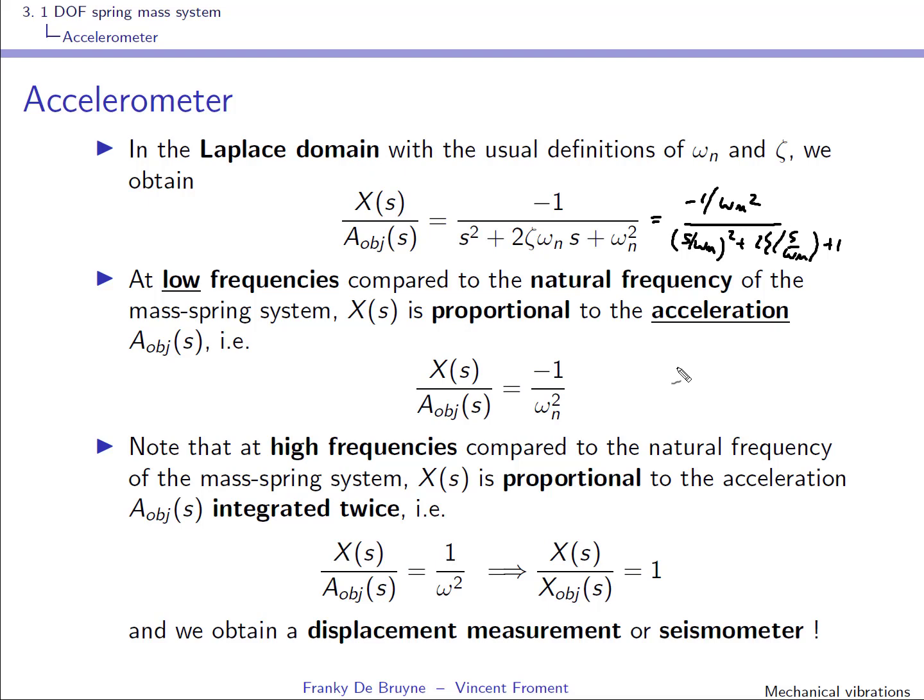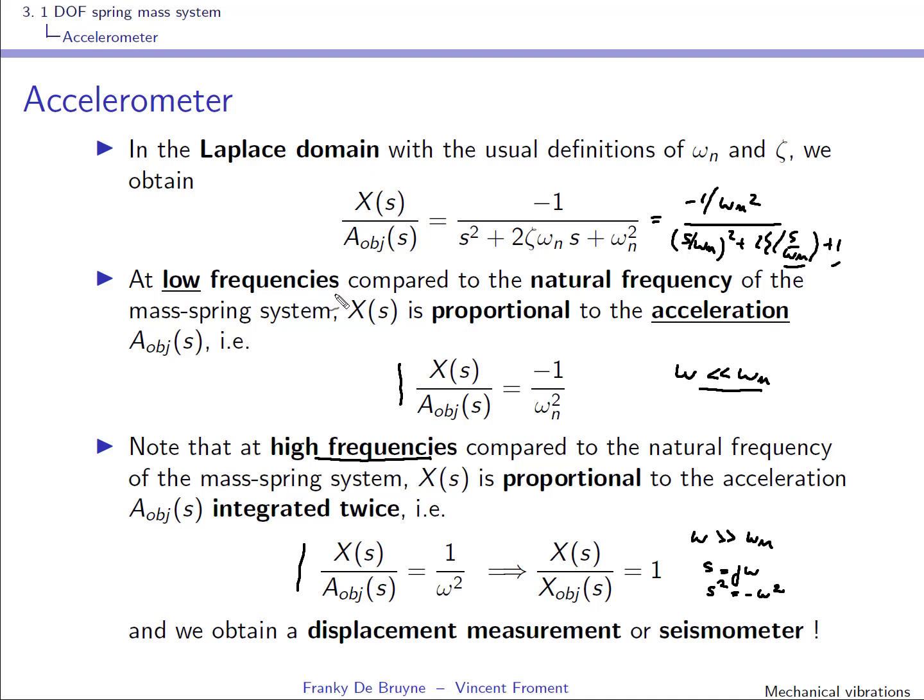We're going to consider two situations: omega much smaller than the natural frequency and omega much larger than the natural frequency. If we consider this case over here, these terms over here, the two first terms in the denominator, they can be neglected and we obtain this expression here. At high frequencies, well, it's these two terms that have to be neglected, and we also know, since s is equal to j omega, that s square is equal to minus omega square, and we obtain this expression here.